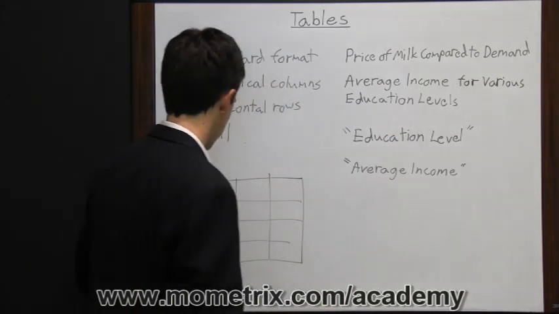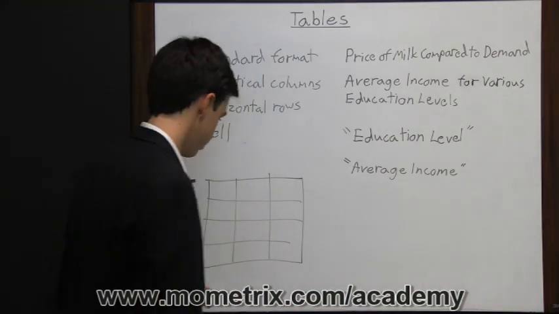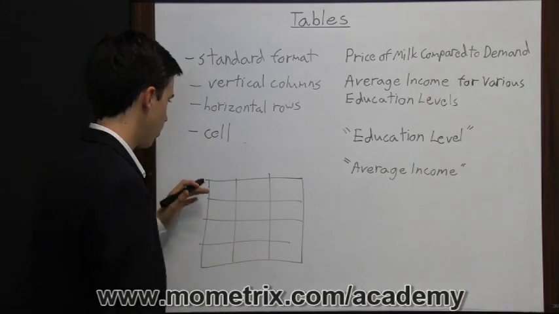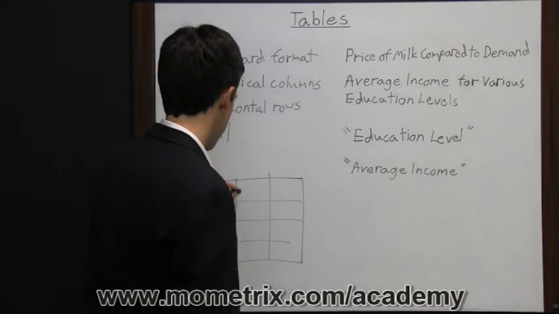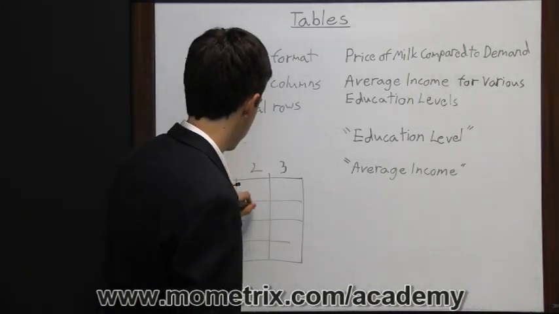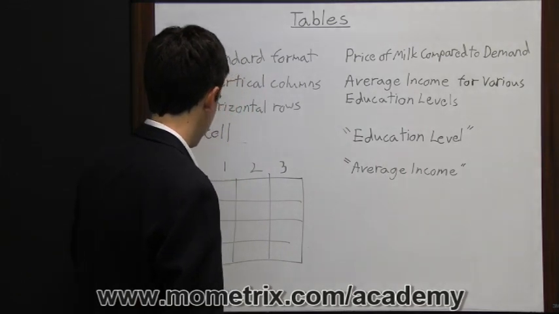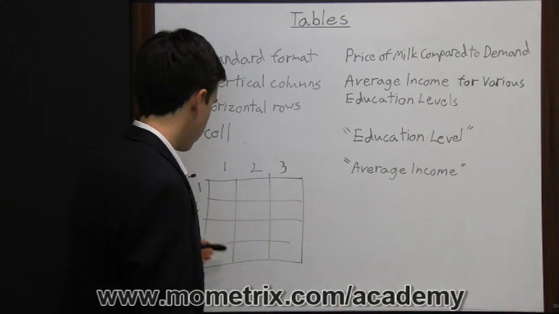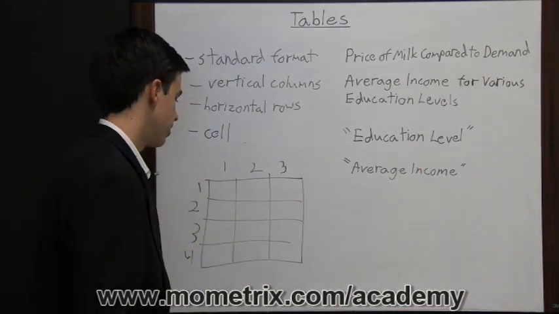where you have these vertical columns and horizontal rows, and then this right here would be a cell, and this would be defined by the row number and the column number. So this would be column 2, row 2, and this over here would be column 2, row 4, and that's how the cell would be defined.